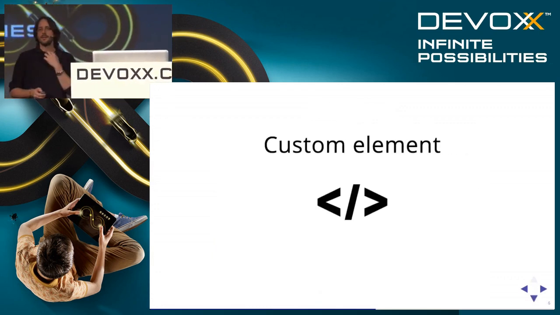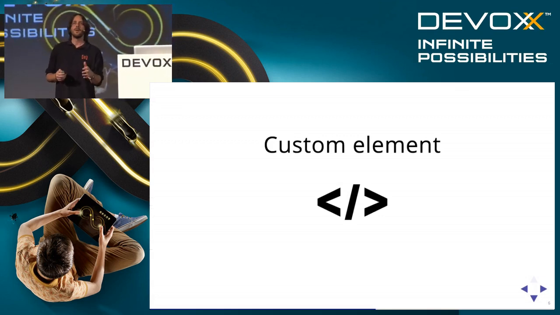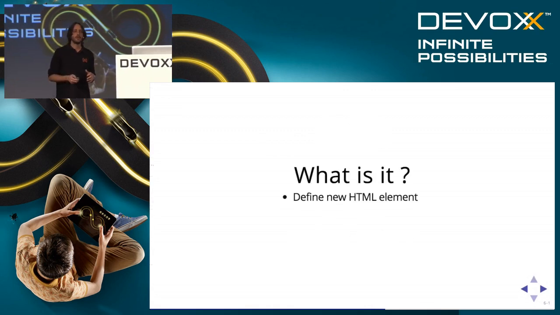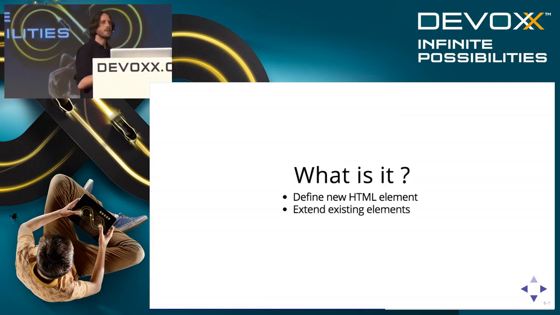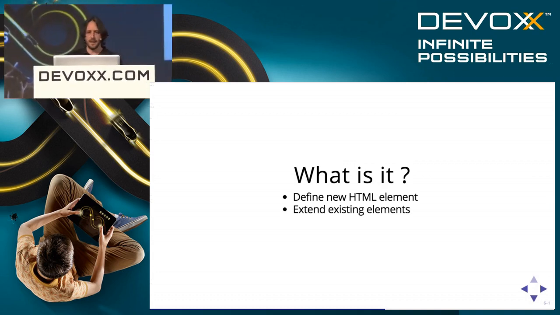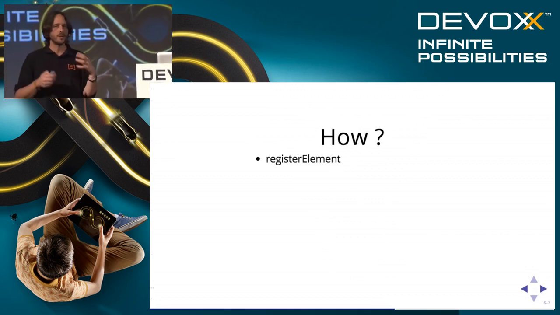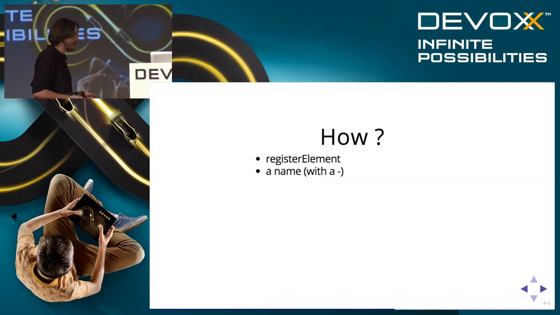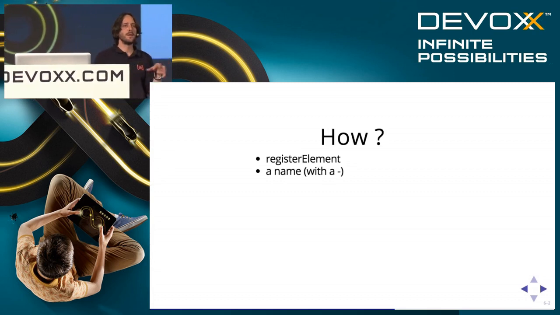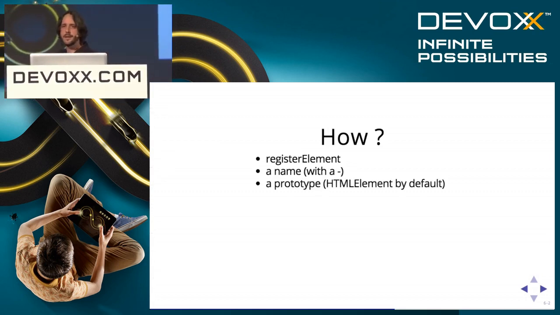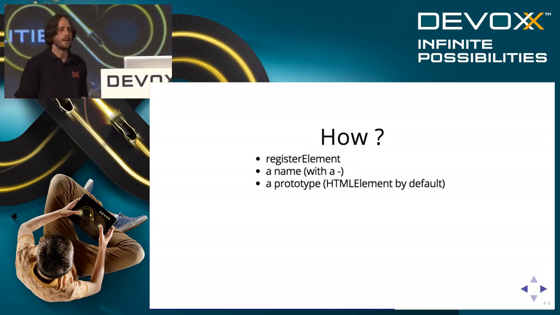Okay, and the last specification, this one is the most important if you want to create web components, because this one is the one that will give you the ability to define your own HTML elements. You have the ability to create your own HTML element, and you are also able to extend existing HTML elements. So this one works with only one JavaScript method, which is called registerElement. This method takes two arguments. The first one is a name with a dash, that will be the name of your element. And the second one is a prototype, and by default, it will be an HTML element prototype.